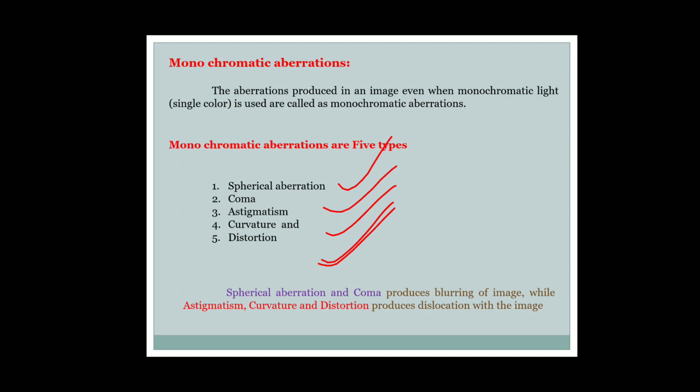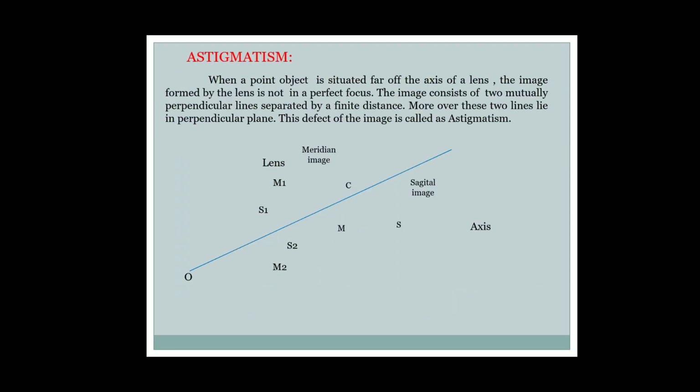In case of astigmatism, in this case also the object is a point object but situated far from the principal axis. In this case, the image formed by the lens is not a point image. This defect is called astigmatism. We know spherical aberration and coma produce blurring of images. But astigmatism, curvature and distortion produce a dislocation of the image.